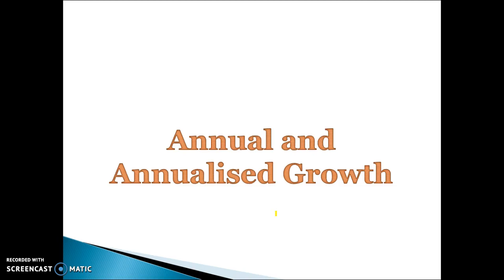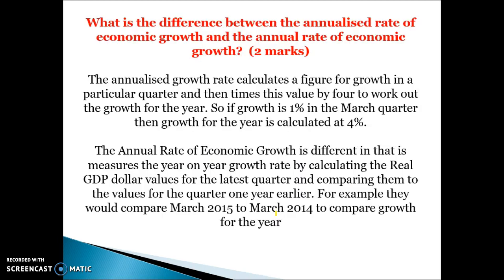Lastly, annual and annualised growth, something we talked about when we did Chapter 4. So what is the difference between annualised rates of growth and the annual rate of economic growth? Basically, the annualised growth rate calculates a figure for growth in a particular quarter and then multiplies this value by 4 to work out the growth for the year. So if growth is 1% in the March quarter, then growth for the year is at 4%, whereas the annual rate of economic growth calculates year-on-year growth by measuring the value of production in a particular quarter and comparing it to the same quarter last year.